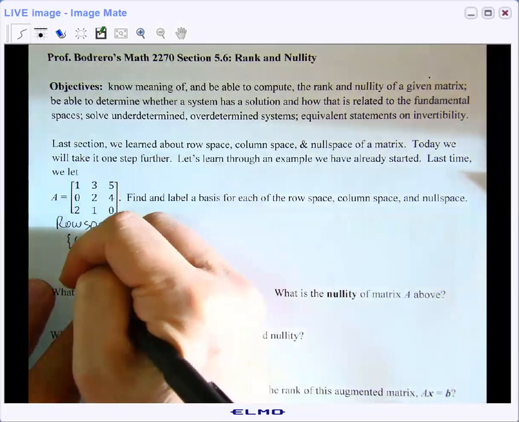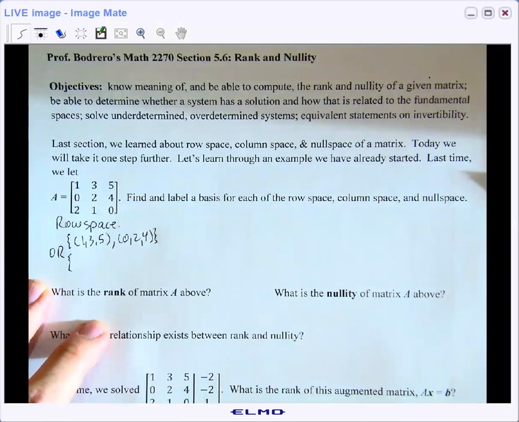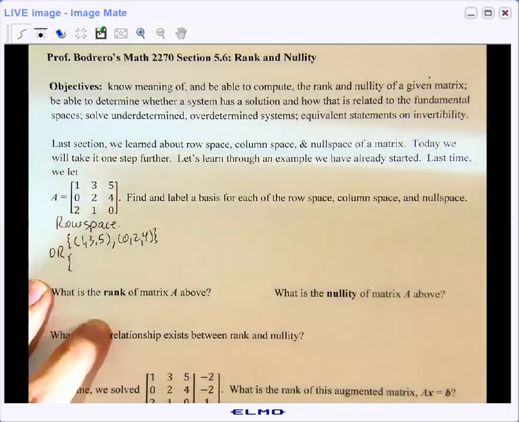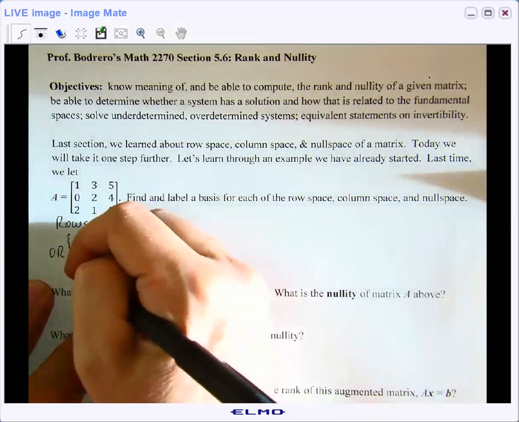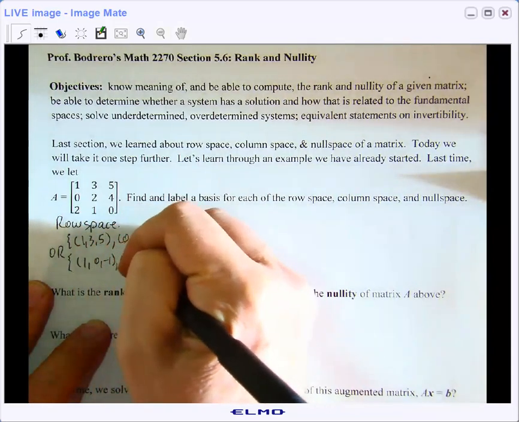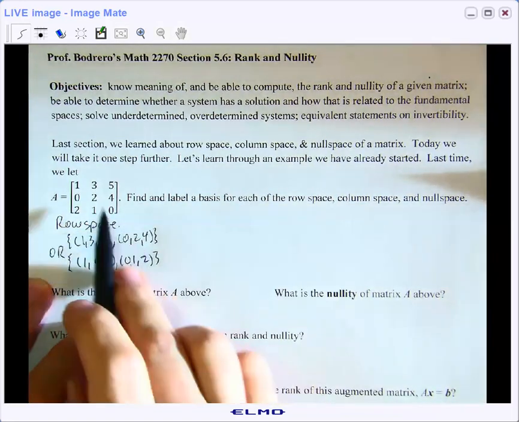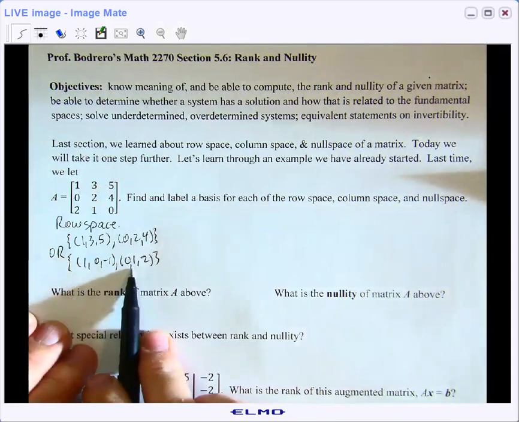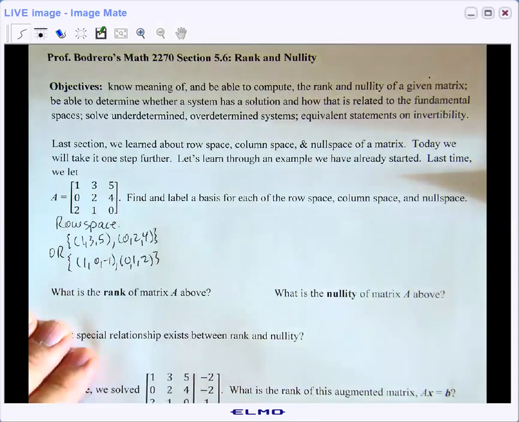Okay, now we also saw that the row operations will not change the row space, so we could have used the basis for the row space that we got from the RREF version of matrix A, which we remember was 1, 0, negative 1, and 0, 1, 2. So either this, the first two rows, or the RREF version, we look at the rows where the leading ones were. So let me point that out.